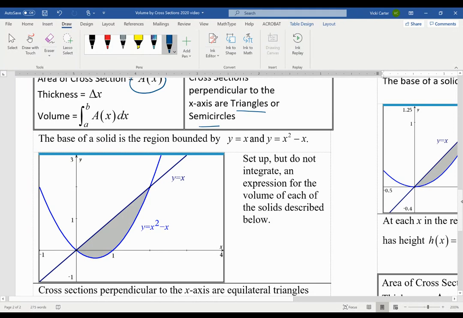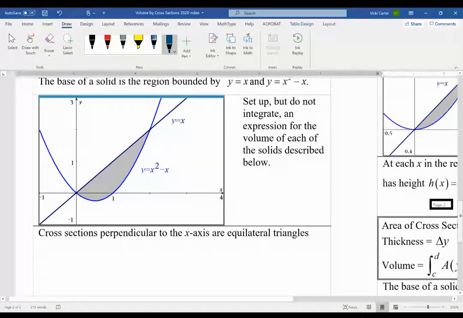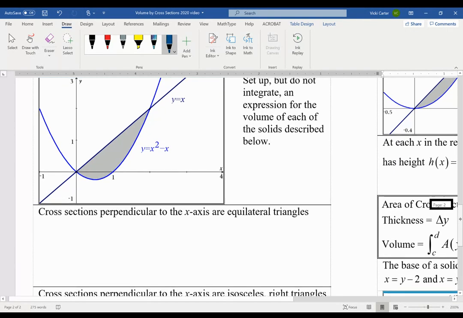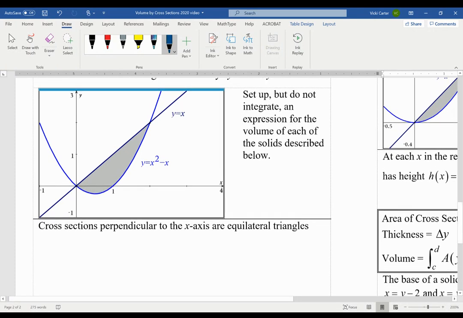Now there are 3 kinds of triangles that you will typically see. You will see an isosceles right triangle with a leg in the base region, isosceles right triangle with a hypotenuse in the base region, and an equilateral triangle. So I think I've got an example of 2 of the triangles, and then we'll do the semicircle.